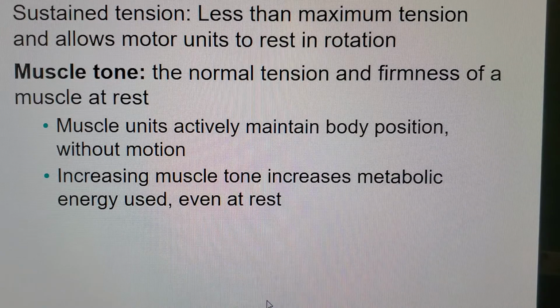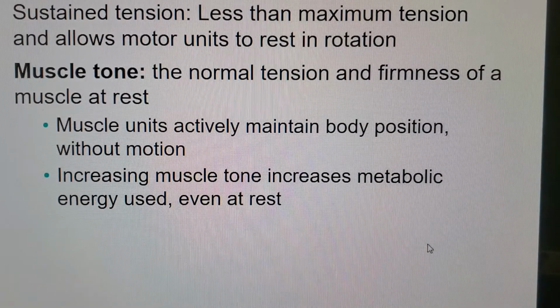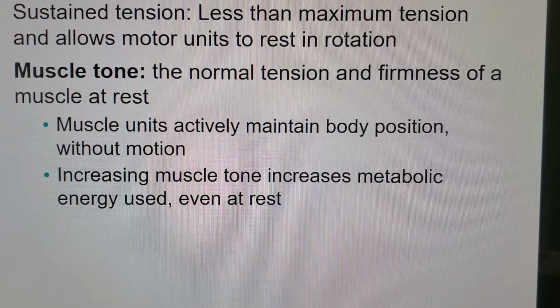The normal tension and firmness of a muscle at rest is muscle tone, and these muscle units actively maintain body position even though there's no motion occurring. If a person has higher muscle tone, say when they're asleep, they're going to use more calories per day, more energy, than a person whose muscles are weak and flaccid at rest.